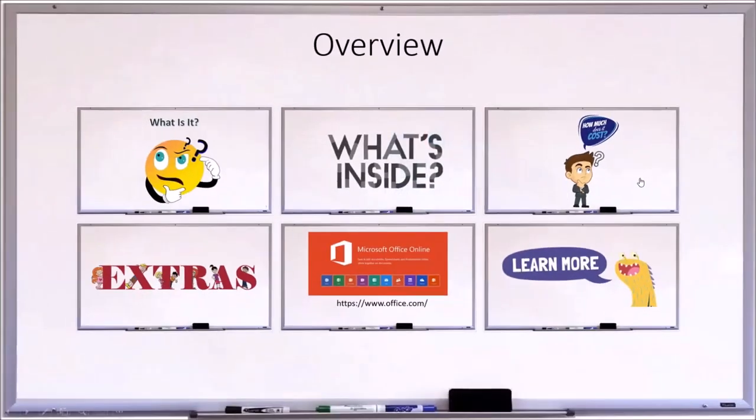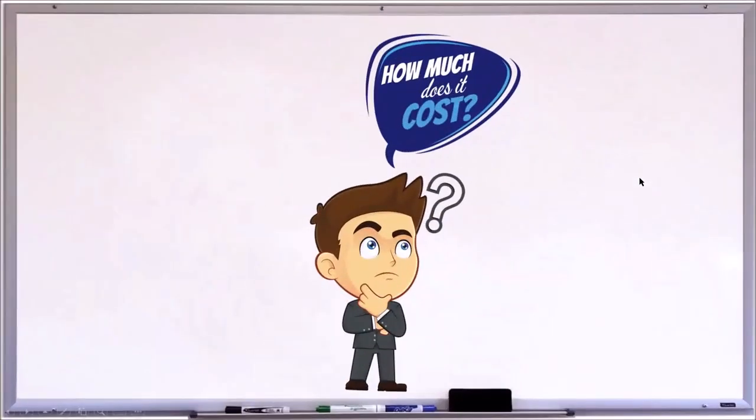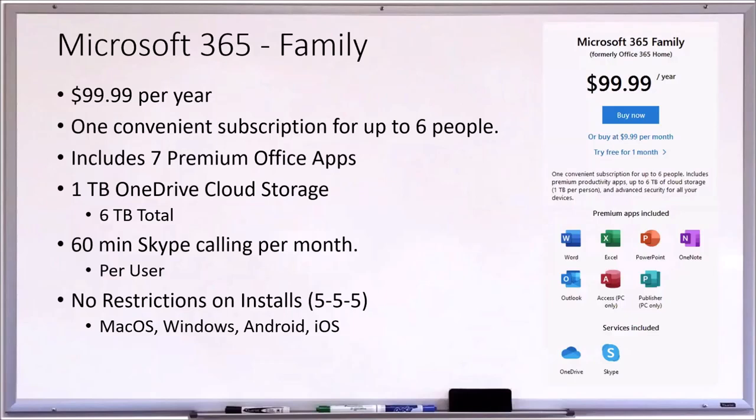And of course, we can't forget cost. So, Microsoft 365 basically has 2 subscription packages. The first one is Family. It's $100 per year, essentially. You can add up to or have a total of 6 people on this subscription. They don't have to live in the same house as you. You can share these with whoever you like.